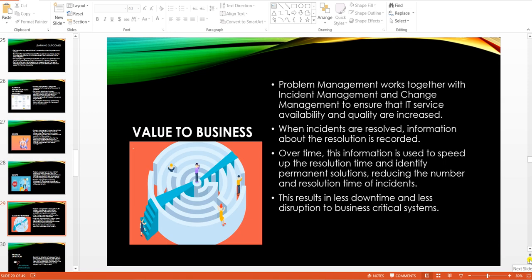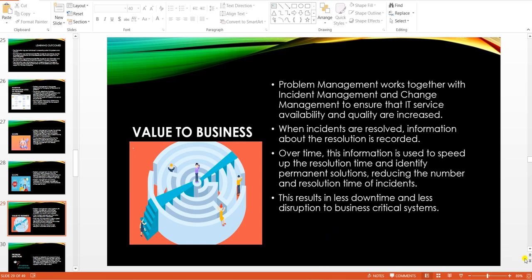Moving right along, in terms of the value to the business, problem management works together with incident management and change management to ensure that IT service availability and quality are increased. When incidents are resolved, information about the resolution is recorded. Over time, this information is used to speed up the resolution time and identify permanent solutions, reducing the number of incidents and their resolution time. This results in less downtime and less disruption to business critical activities.